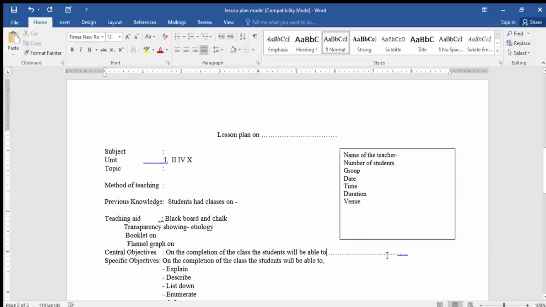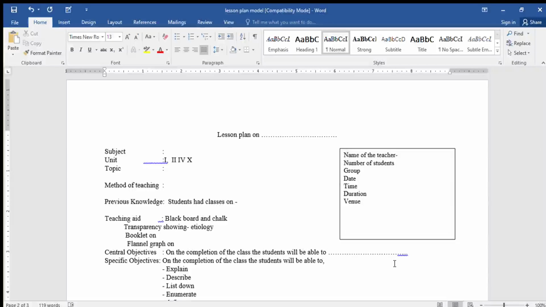acquire adequate knowledge regarding cirrhosis of liver and apply this in clinical practice. It is not only to gain this knowledge to write your exam, but it has to be applied in your clinical scenario or clinical presentation. So the central objective is: on completion of the class, the students will be able to gain adequate knowledge regarding cirrhosis of liver and apply this knowledge in clinical practice. That is how you can write it.